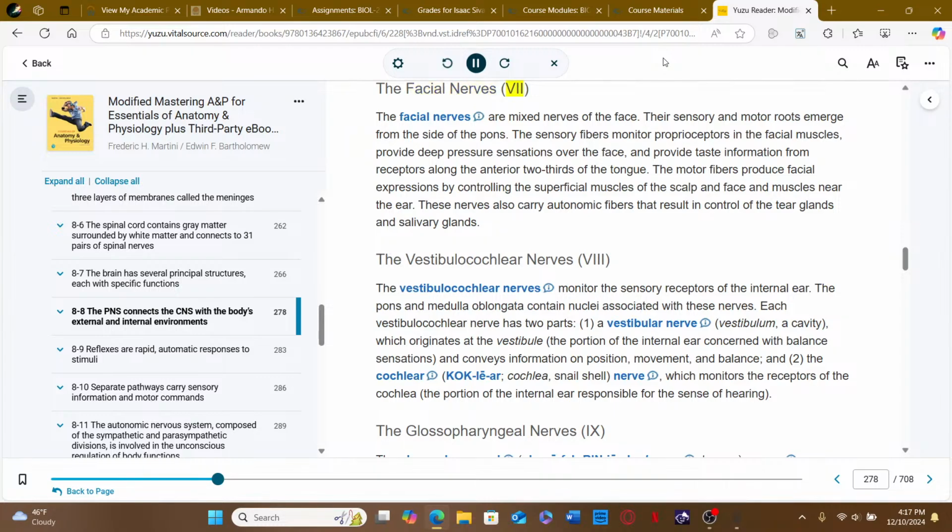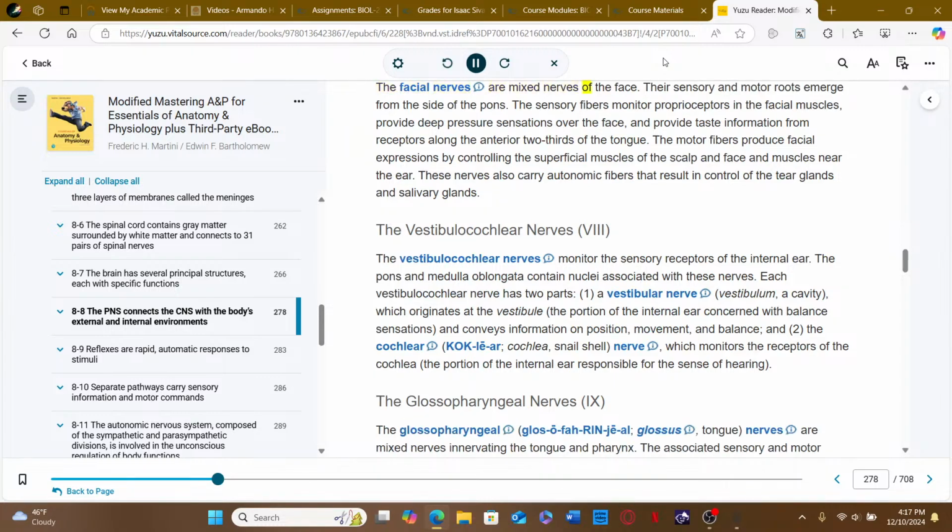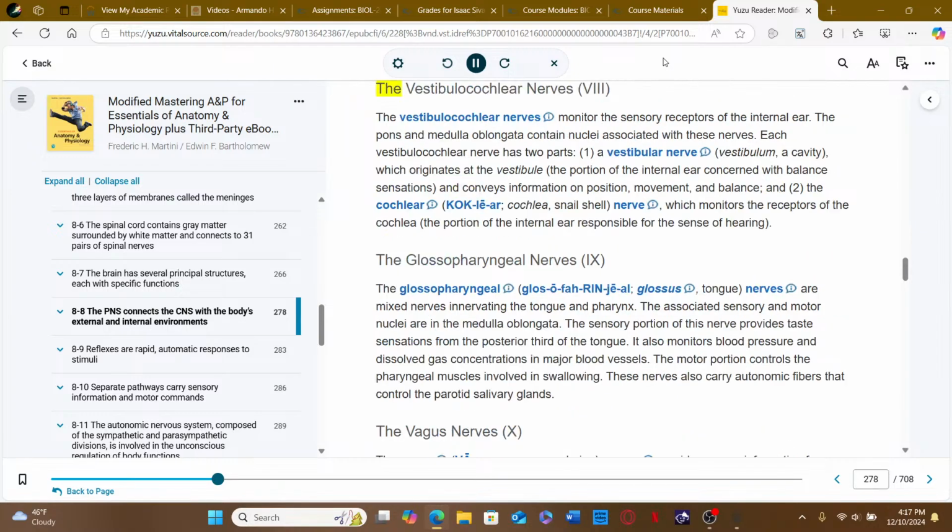The facial nerves, 7. The facial nerves are mixed nerves of the face. Their sensory and motor roots emerge from the side of the pons. The sensory fibers monitor proprioceptors in the facial muscles, provide deep pressure sensations over the face, and provide taste information from receptors along the anterior 2/3 of the tongue. The motor fibers produce facial expressions by controlling the superficial muscles of the scalp and face and muscles near the ear. These nerves also carry autonomic fibers that result in control of the tear glands and salivary glands.